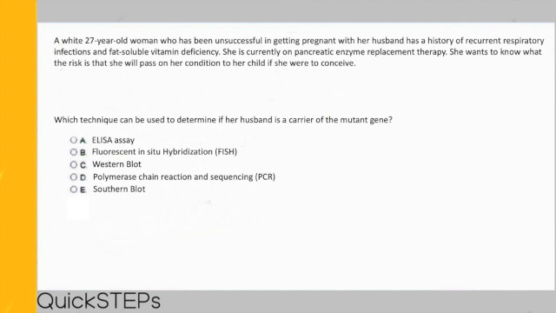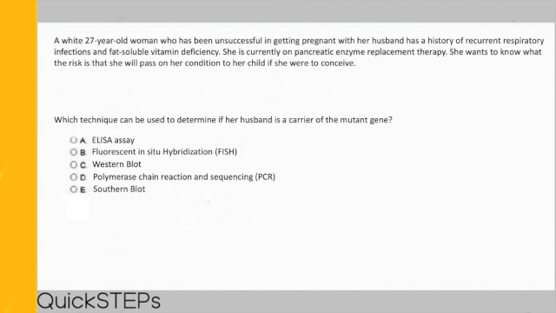So let's read the beginning and try to identify the condition, and then we'll talk about which answer choices are correct. A white 27-year-old woman who has been unsuccessful in getting pregnant with her husband has a history of recurrent respiratory infections and fat-soluble vitamin deficiency. She is currently on pancreatic enzyme replacement therapy. She wants to know what the risk is that she will pass on her condition to her child if she were to conceive. So whenever you see respiratory infection, especially with fat-soluble vitamin deficiency, and definitely when you see decreased pancreatic secretions or you need some sort of pancreatic enzyme replacement therapy, you should immediately be thinking cystic fibrosis.